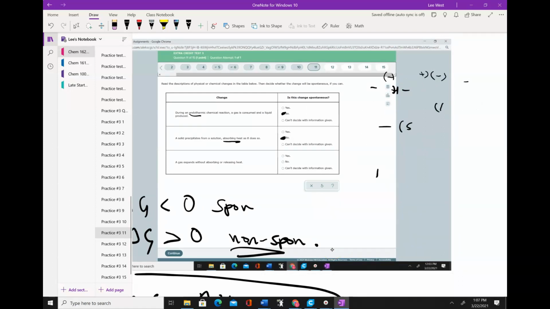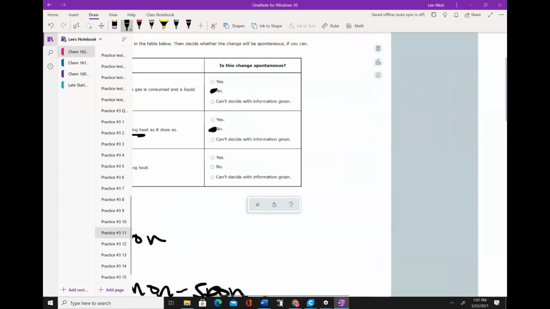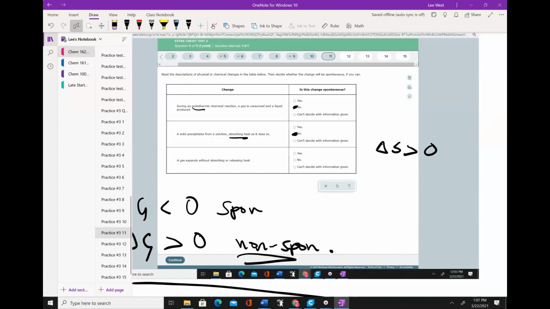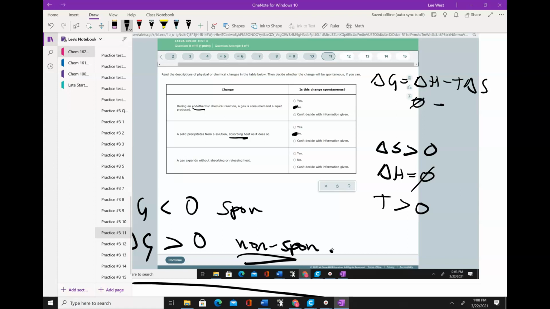Let's do it again. A gas expands. So when something increases its volume, that is always delta S positive. And it does so without absorbing or releasing heat, which means that delta H equals 0, and our temperature is always a positive number. So let's see what we've got here. Delta G equals delta H minus T delta S. So this is going to be 0 minus a positive times a positive.